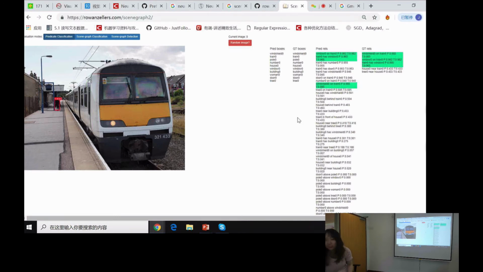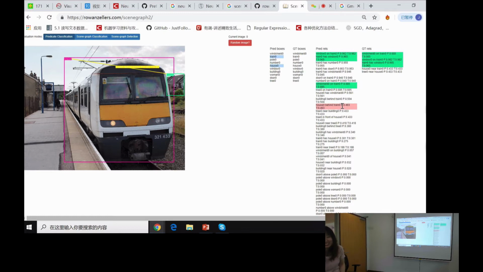Okay, this is also give some example. Here, this is the ground truth. This is the motif network they predict. So actually they predict a lot more than the ground truth. And I take a look, so it makes sense.